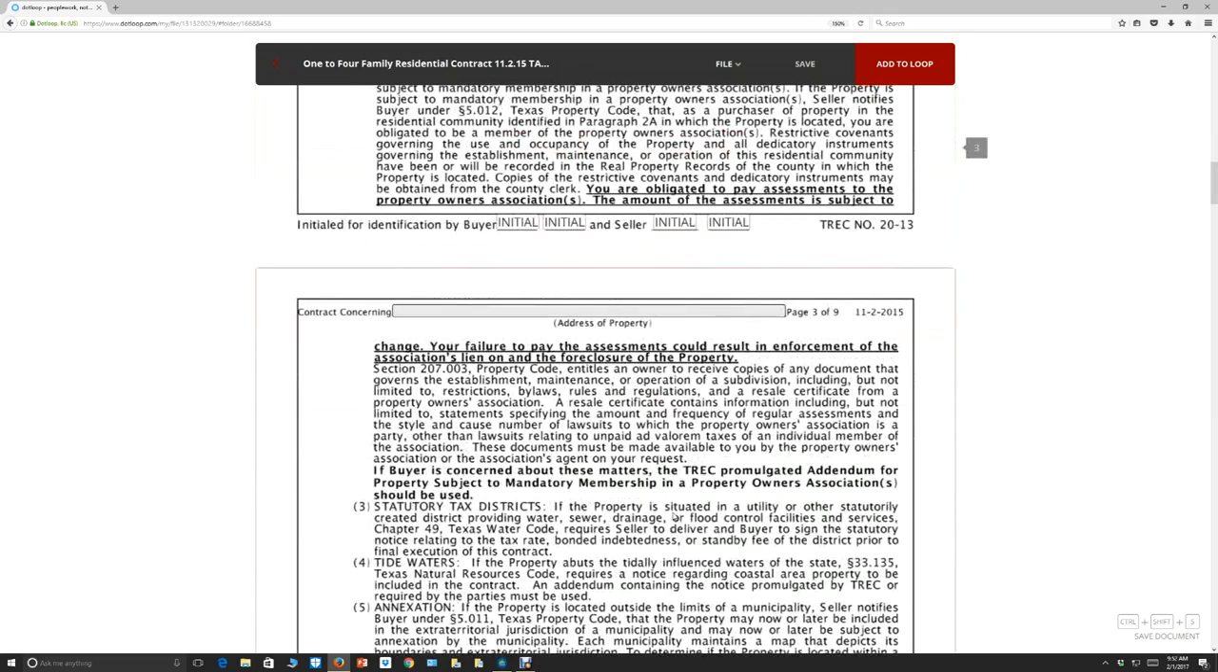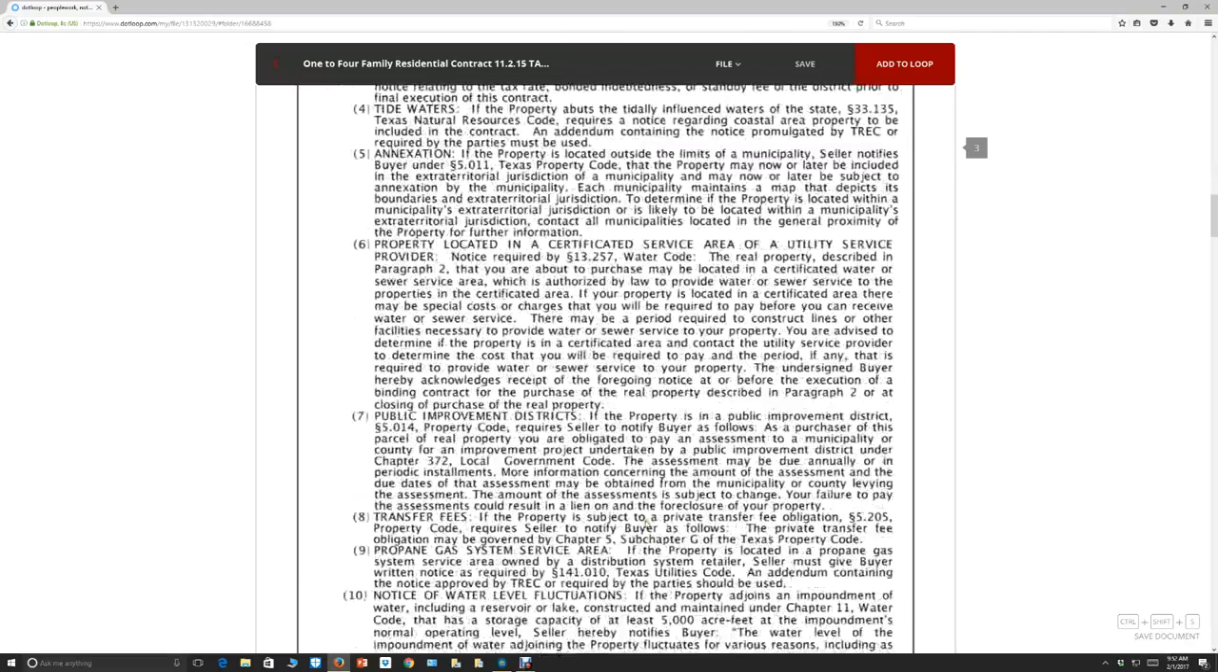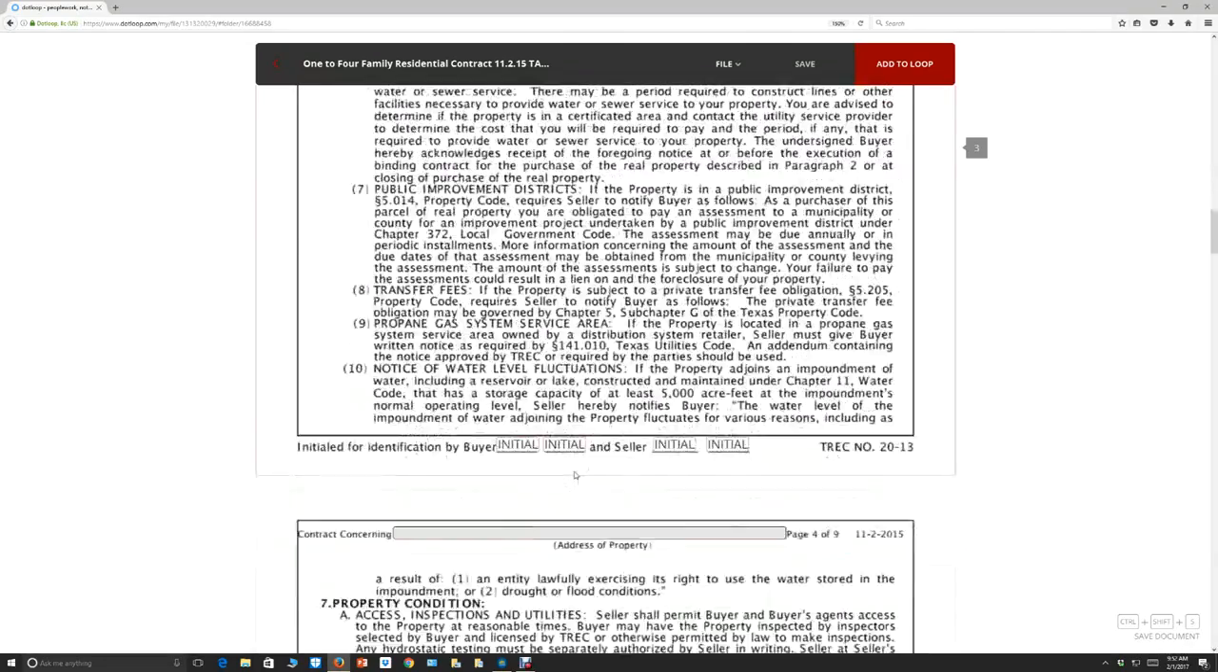That's very clear. That means if you don't pay those HOA dues, bad things can happen to you. There shouldn't be a lot of questions once you read the actual language in the contract. So we are going on down the contract, and we are going to go to paragraph 7.